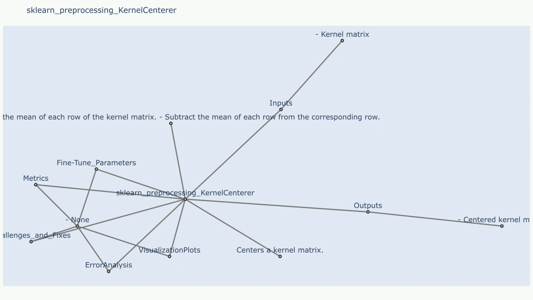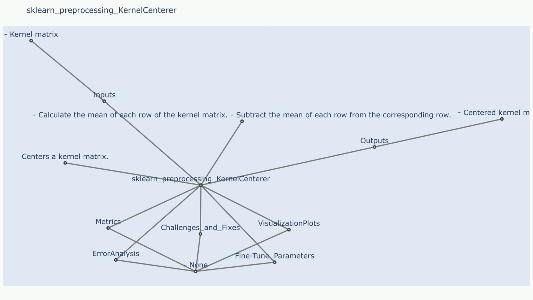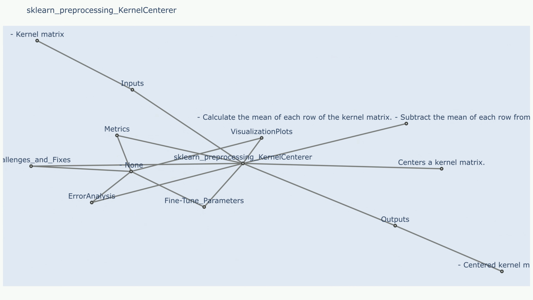Challenge 2: KernelCenterer assumes that the input kernel matrix is already calculated. Sample use case that resulted in challenge 2: Trying to use KernelCenterer directly on raw data, without first computing the kernel matrix. Fixes to challenge 2: Use an appropriate kernel function to compute the kernel matrix from the raw data before applying KernelCenterer.